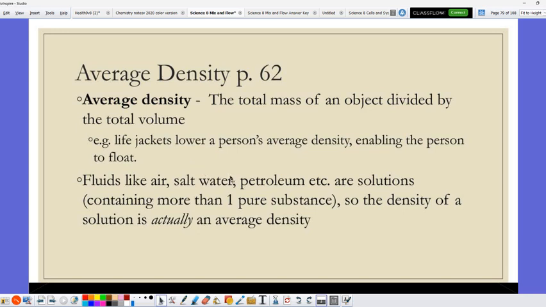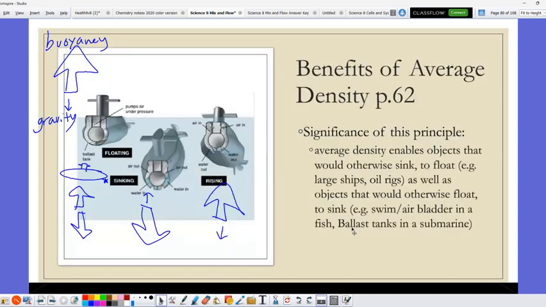Fluids like air, salt water, and petroleum are solutions. They contain more than one pure substance. So the density of the solution is actually an average density of it. And then we looked at the submarine example, right?